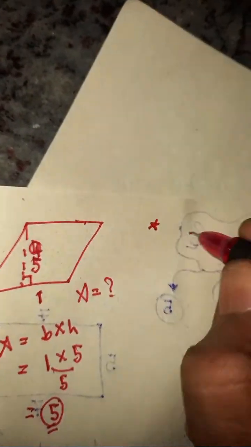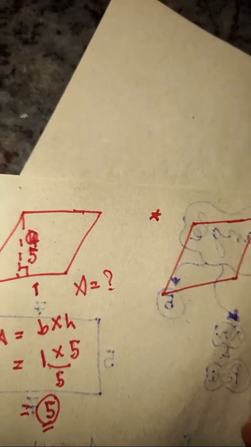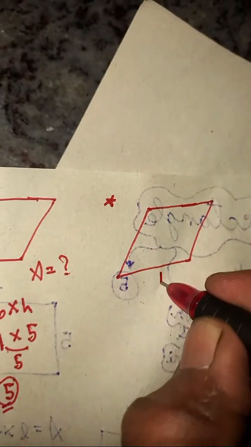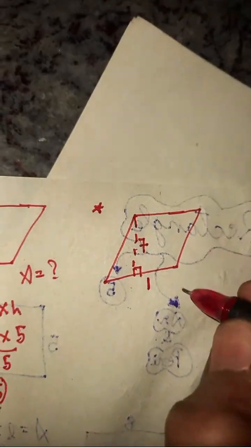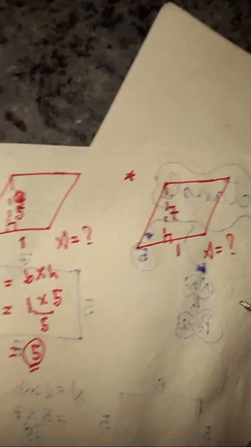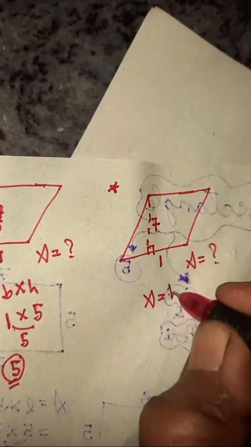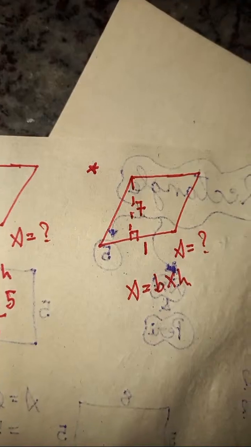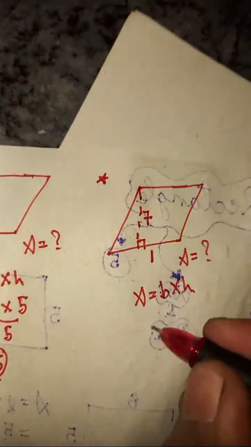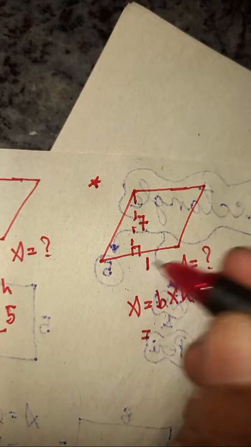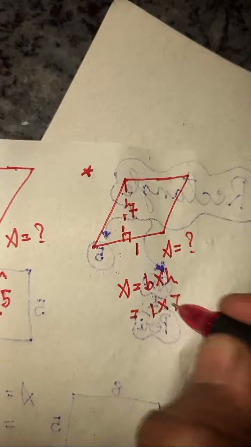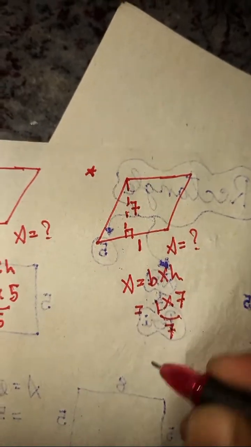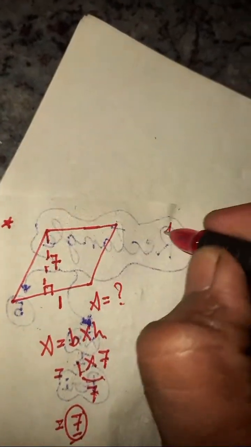Let's take another one. In this parallelogram, the base is 1 unit and the perpendicular height is 7 units. Find the area. You can find the area as base times perpendicular height. Here the base is 1 unit times the perpendicular height, 7 units. 1 times 7 is 7, so it is 7 square units, the area of this parallelogram.